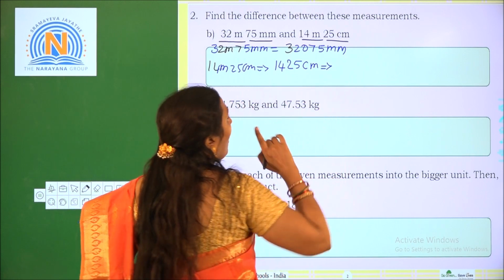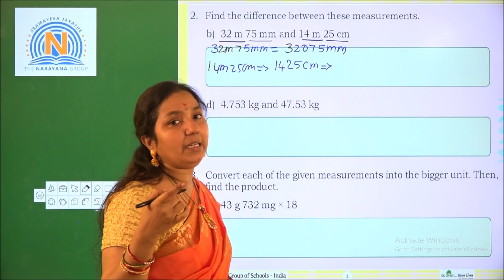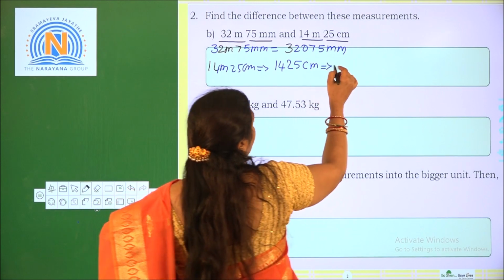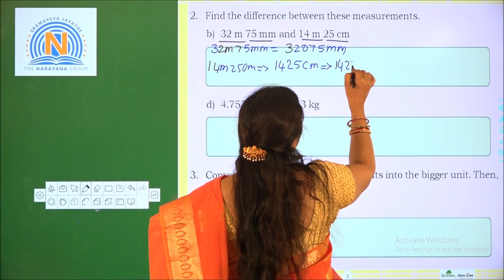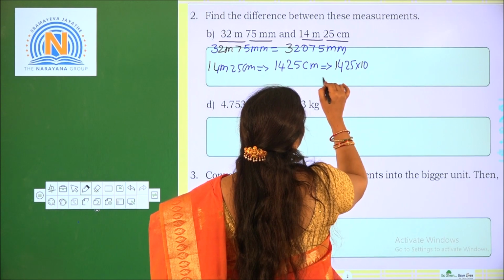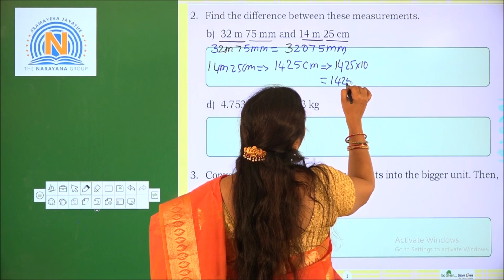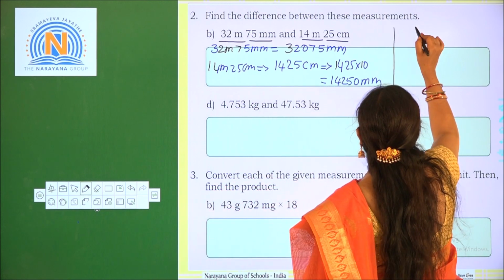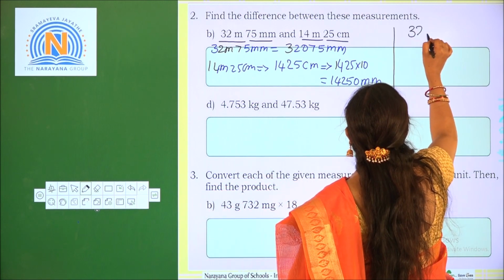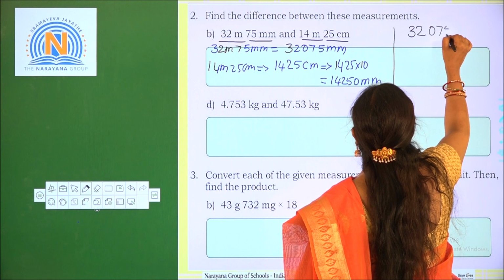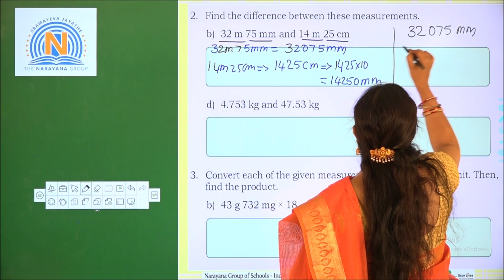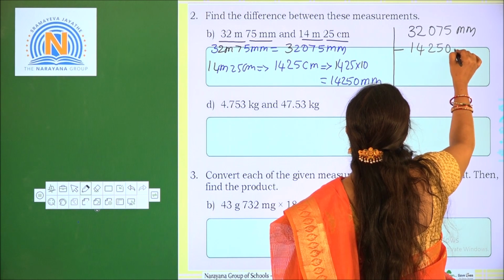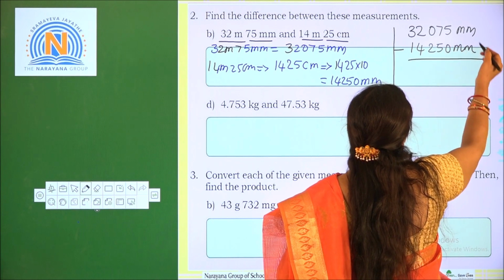Already we know 1 centimeter equals 10 millimeters, because higher to lower. So that means 1425 into 10, so we will get 14250 millimeters. Now subtract, we will get easy. So 32,075 millimeters minus 14,250 millimeters.